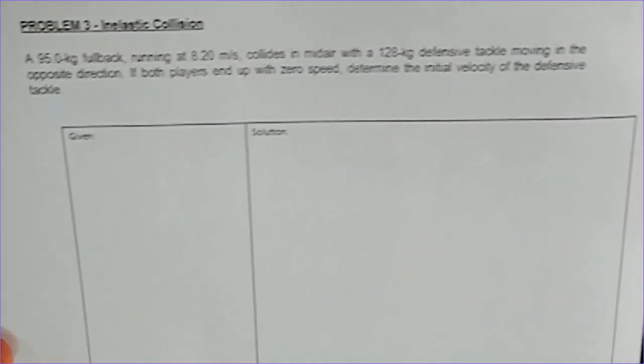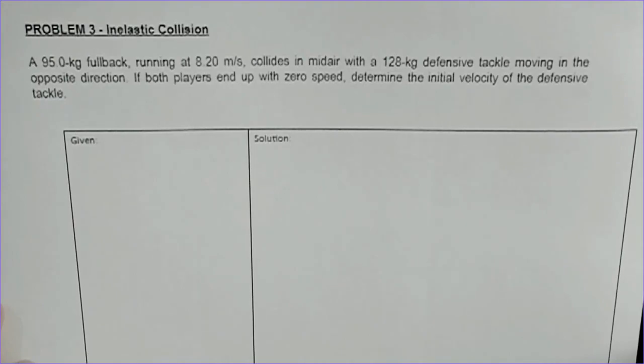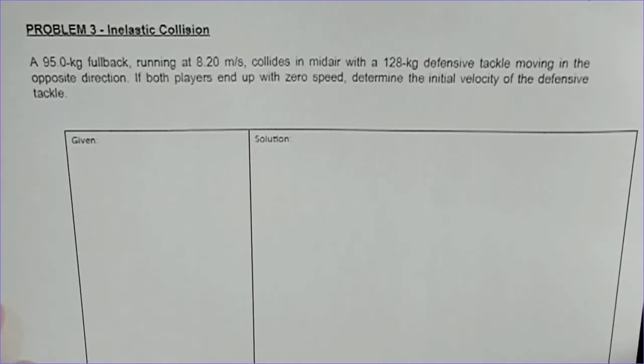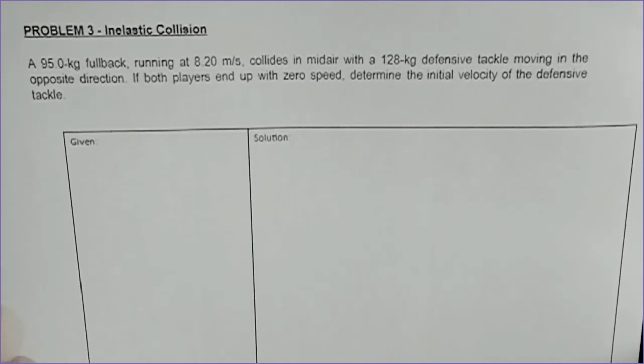Okay, so let's tackle this problem. In American football, a 95 kilogram fullback running at 8.20 meters per second collides in midair with a 128 kilogram defensive tackle moving in the opposite direction. Now, if both players end up with zero speed, determine the initial velocity of the defensive tackle.